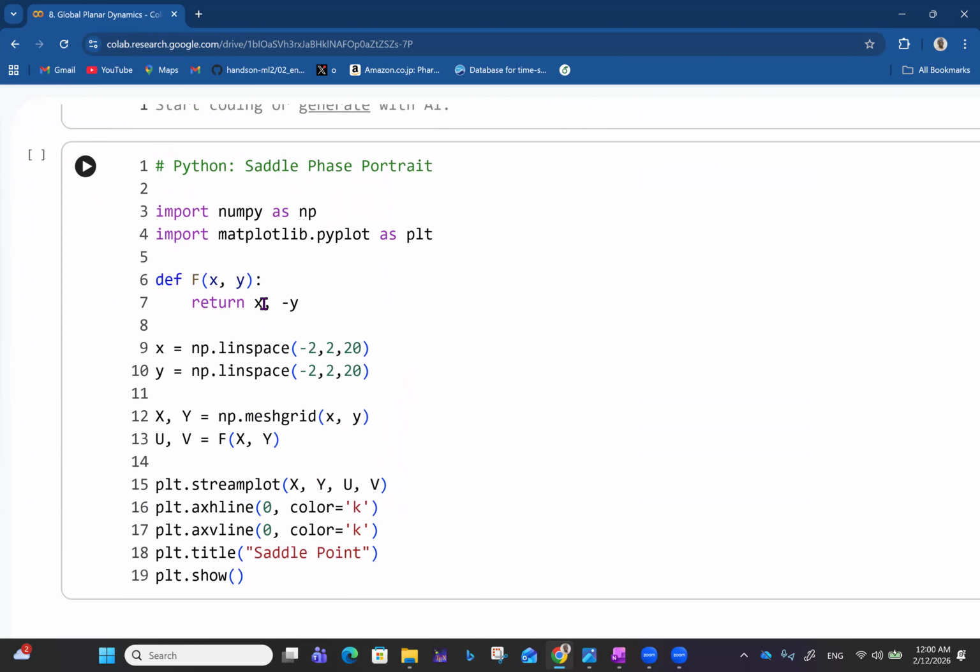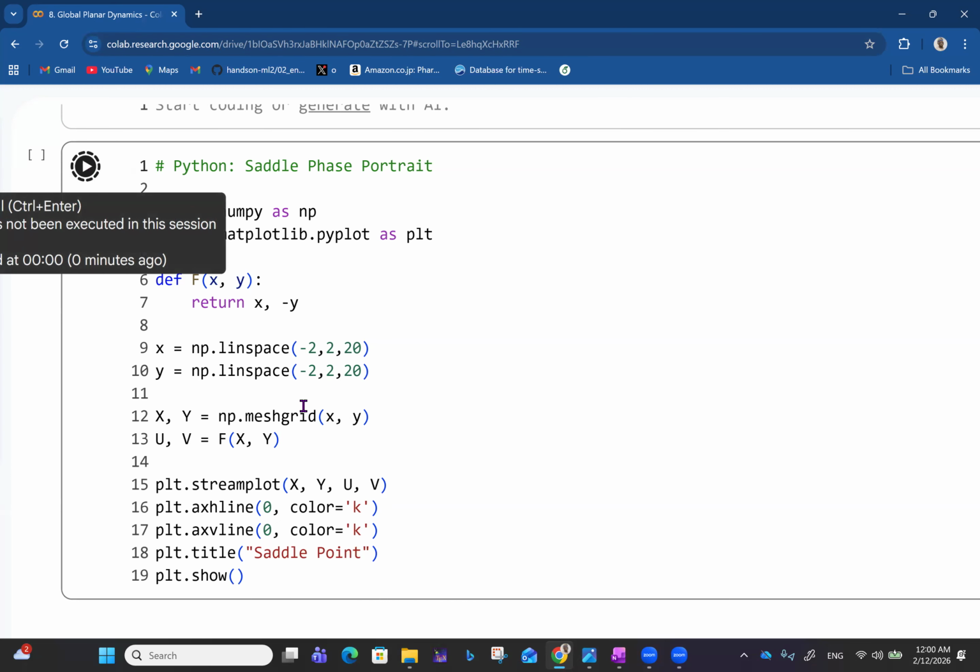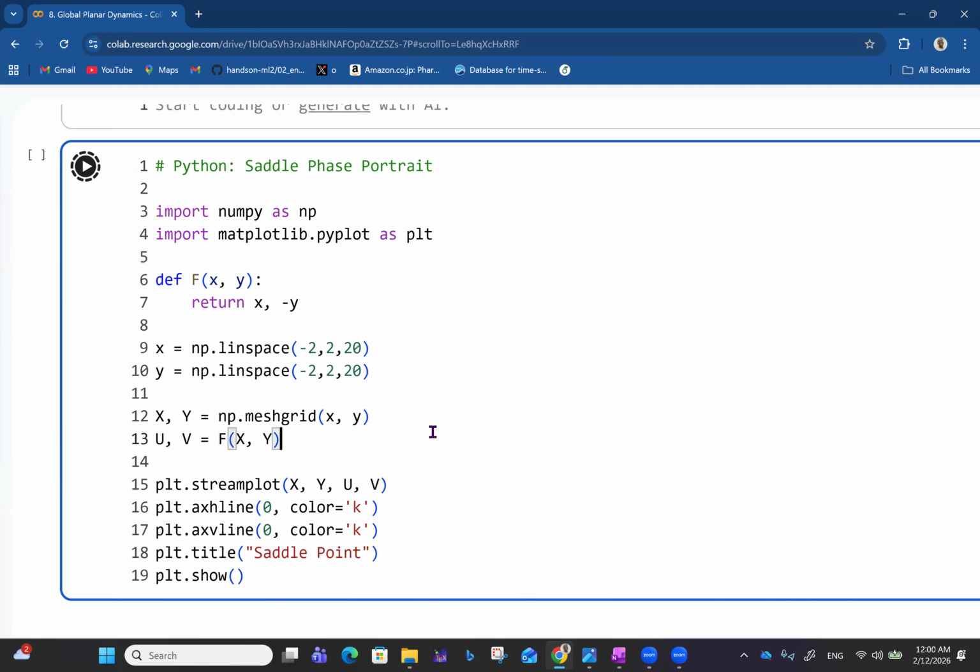For x, we take minus 2 to 2 on both axes. You can always extend this, and we are dividing into 20 portions. Then for x and y we make a meshgrid so that u and v can be f of x comma y, as you already know. Then you do a stream plot of x and y to show how all the arrows behave in this case. I run that so we can see the saddle phase portrait.